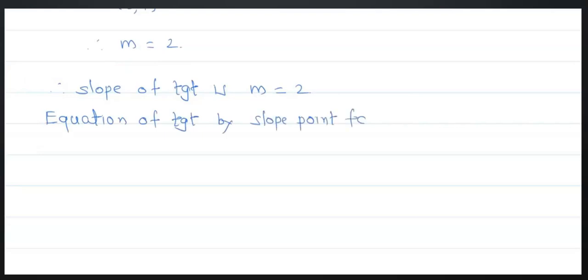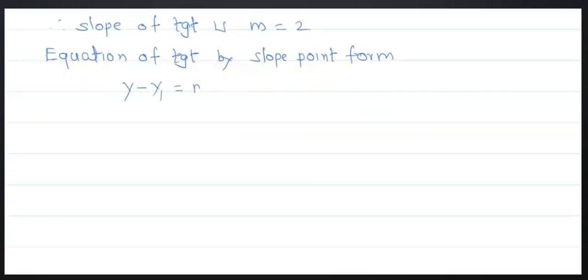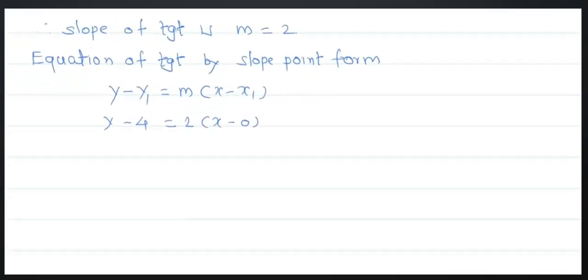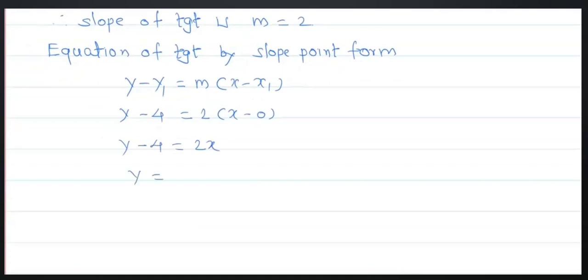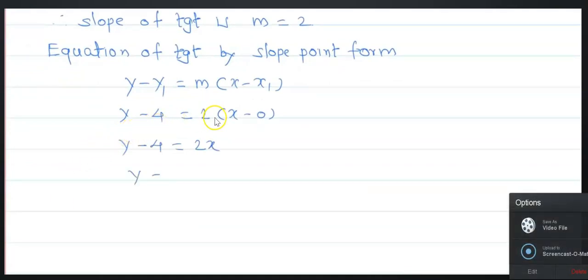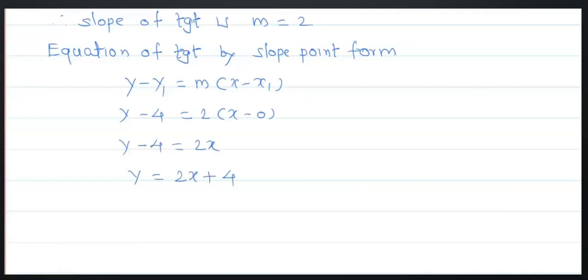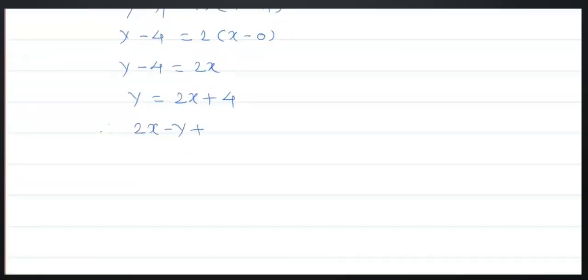Therefore, the equation of the tangent by the slope point form: y minus y1 is equals to m in bracket x minus x1. Substitute the values. y minus 4 is equals to 2 in bracket x minus 0. That is y minus 4 is equals to 2x. That is y is equals to 2x plus 4. This is the equation of the tangent.